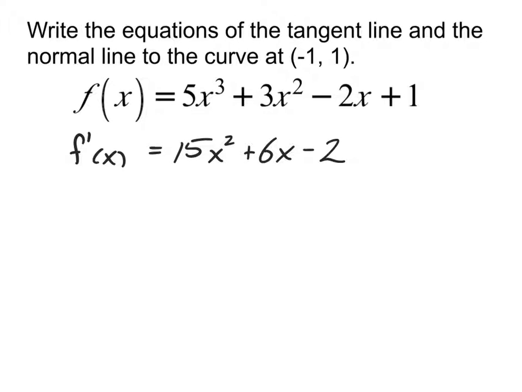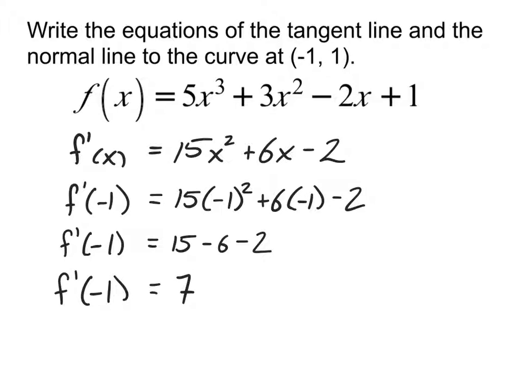The first step in doing either of those lines is finding the derivative. So make sure you found the derivative, and then we want to figure out what is the value of the derivative at our specific point up here. So I'm going to take the x coordinate of that and plug it in for x in my derivative. So I'm going to be doing f prime of negative 1. And so when I do that and plug in the negative 1, I end up finding that f prime of negative 1 equals 7.